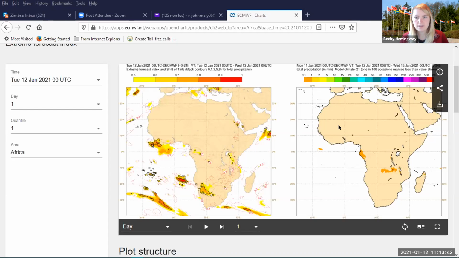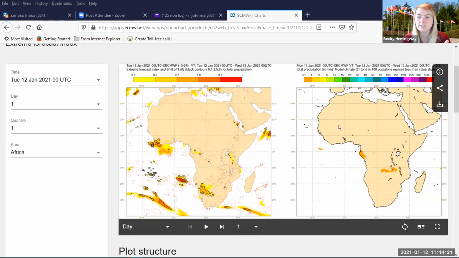For example, in the desert in Africa, there's not any precipitation very often, so when there is say 10 millimeters of precipitation, that's a lot. Whereas 10 millimeters in England, we get that every day. So the model climate looks at reforecasts. It's looking at the past and saying, this is what normally happens in this area. And then the EFI on the left-hand side is saying, compared to what normally happens, these areas are extreme. And the colors depend on how extreme they are.